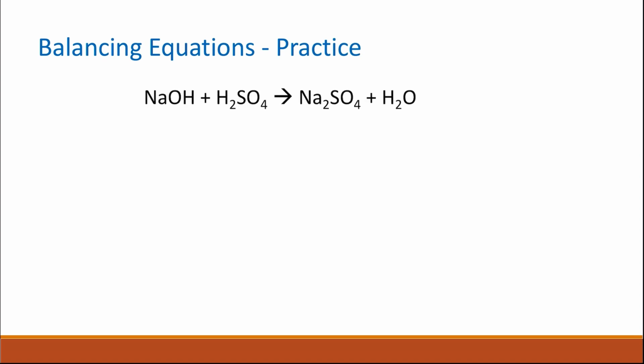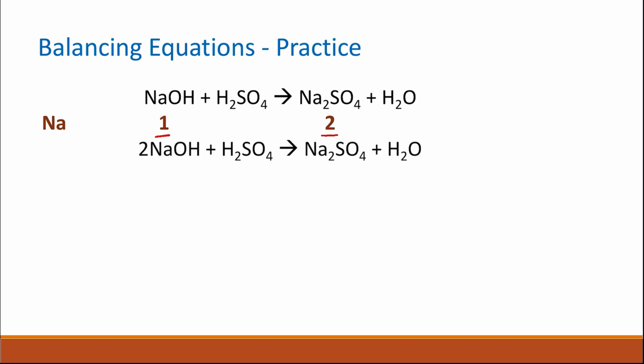Sodium hydroxide reacts with sulfuric acid to give you sodium sulfate and water. In this reaction, we will start with the metal, which is sodium. On the left-hand side of the equation, you're going to find that there is only one sodium. On the right-hand side, which is the product, you're going to find that there are two sodium. Now we need to balance the sodium. To balance the sodium, we need to add 2 in front of the sodium hydroxide. Now we have two sodiums on the left-hand side and two sodiums on the right-hand side.